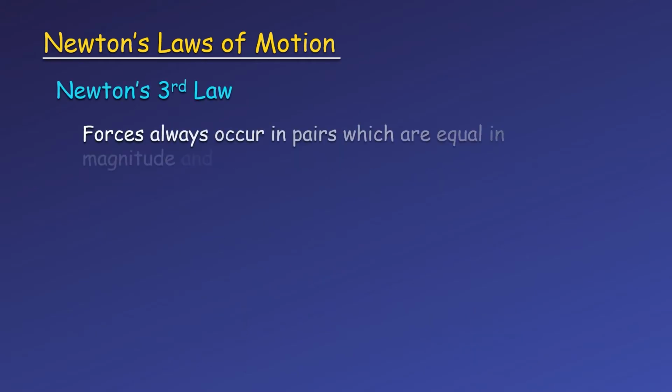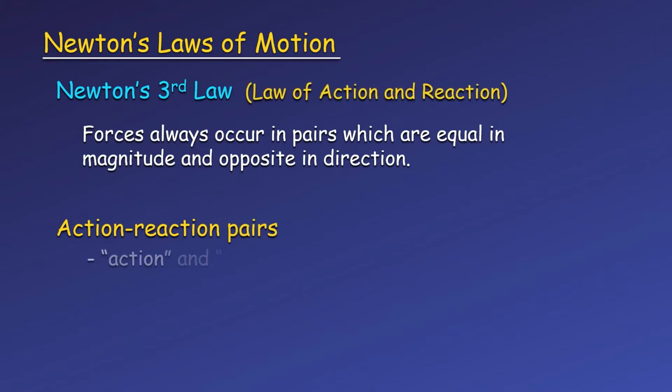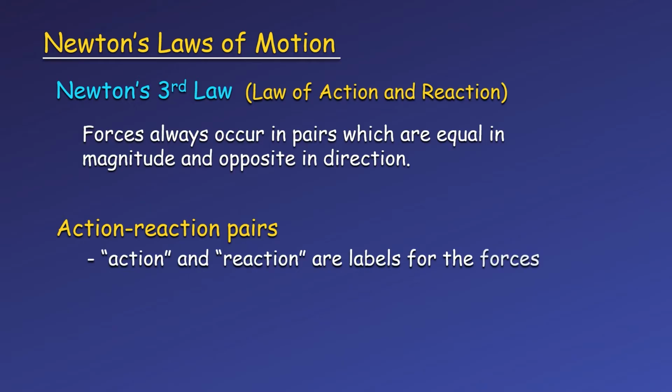Newton's third law states that forces always occur in pairs which are equal in magnitude and opposite in direction. These pairs of forces are called action-reaction pairs. Here the words action and reaction are just ways of labeling the forces. This law is often called the law of action and reaction.